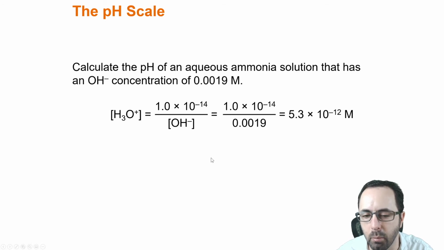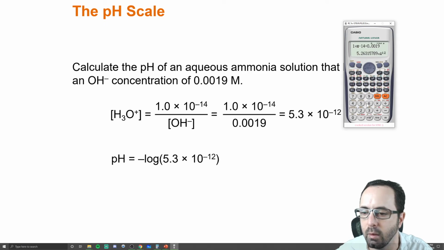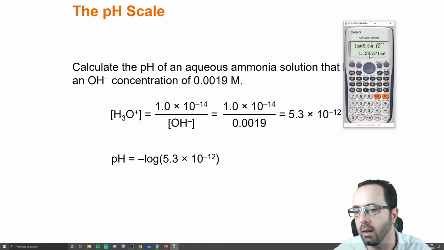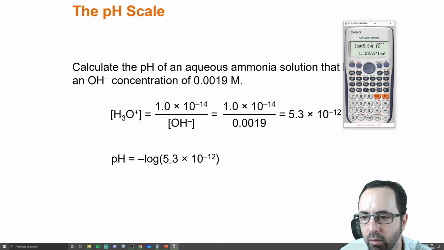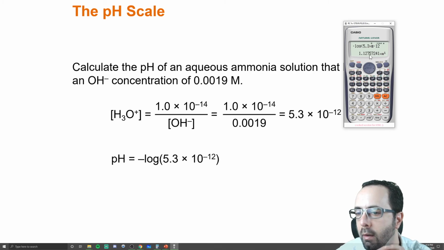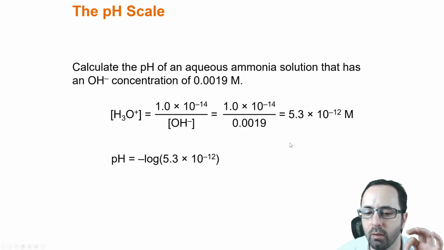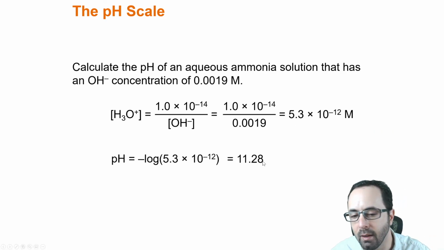If we want the pH now, we take the negative log of that. pH is the negative log of 5.3 E minus 12, and we get 11.28. And now again, this has two sig figs, right? So we're going to write the result with 2 after the decimal. So we write 11.27, but we round up the 7 because there's a 5 next to it. So we write 11.28.